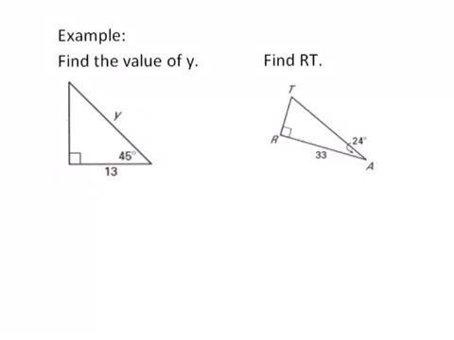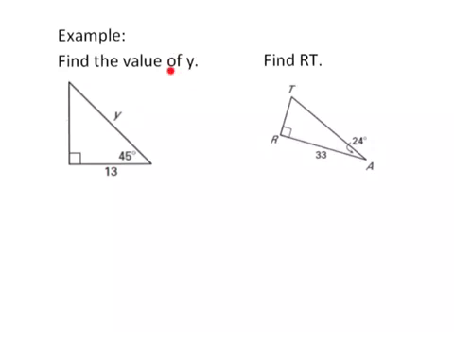Okay, so hopefully, like I mentioned earlier, you are familiar with this, that you remember it and you've seen it before. So let's take a look at this first example of how to use sine, cosine, or tangent to help us find the value of a missing side.